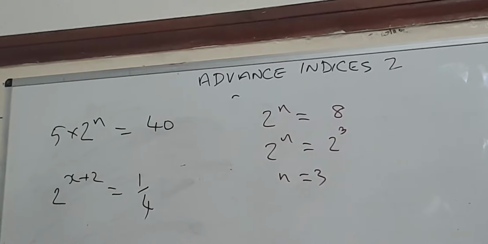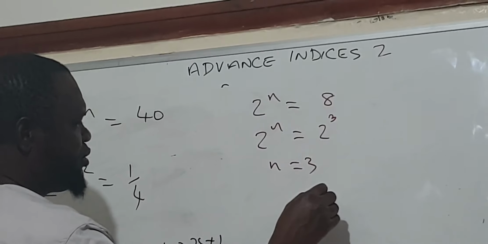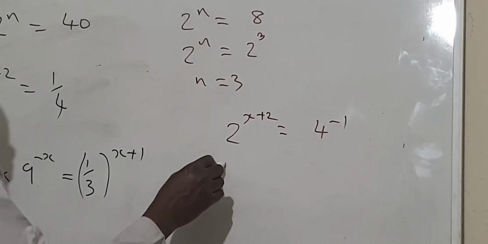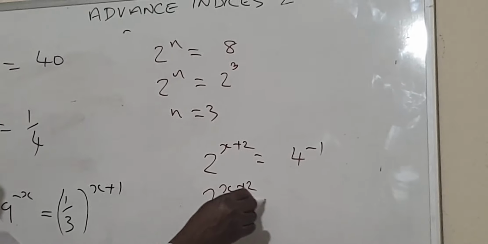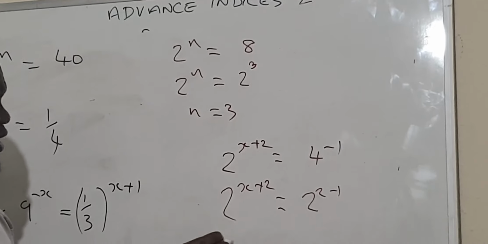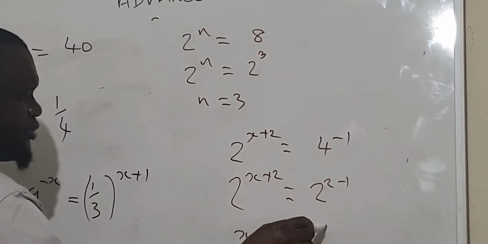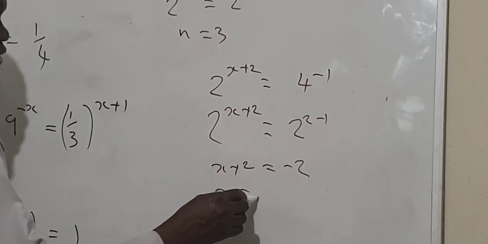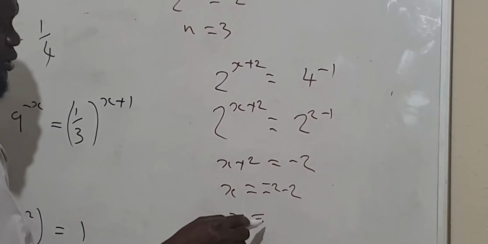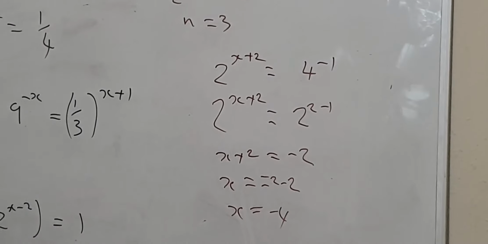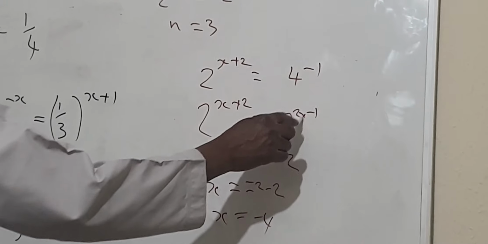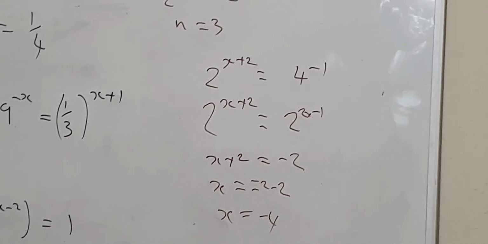The second one is so easy. 2 to the power x plus 2 is equal to 4 to the power minus 1. And 4 to the power minus 1 is 2 to the power 2 times minus 1. So x plus 2 is equal to minus 2. x is equal to minus 2 minus 2, so x is equal to minus 4. How is it minus 2? 2 times minus 1, that's right.